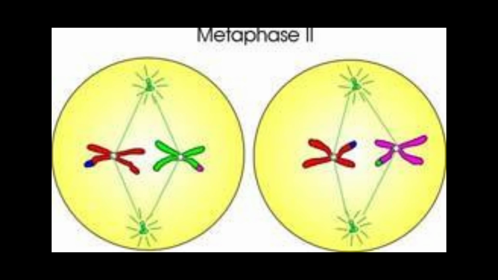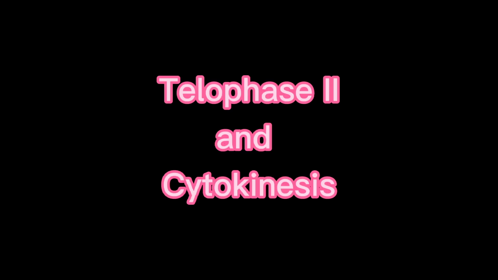Okay, and then it will proceed to metaphase 2. So the centromeres of each of the sister chromatids attach to the spindle fiber from the opposite poles. Each chromosome aligns at the metaphase plate, and then it will proceed to anaphase 2. So the sister chromatids, or the sister centromeres, detach from each other, and the sister chromatids move to the opposite poles. And then after that, it will proceed to telophase 2 and cytokinesis.